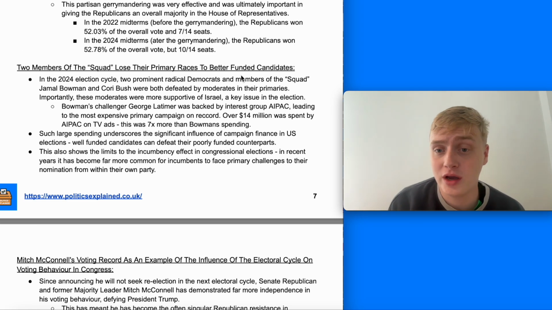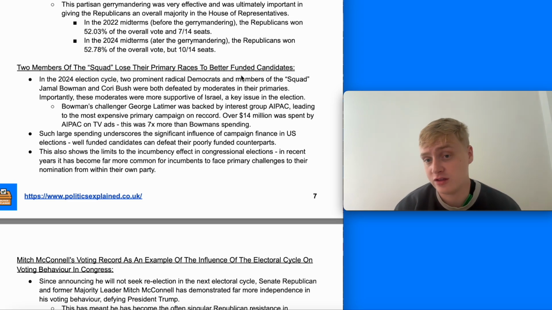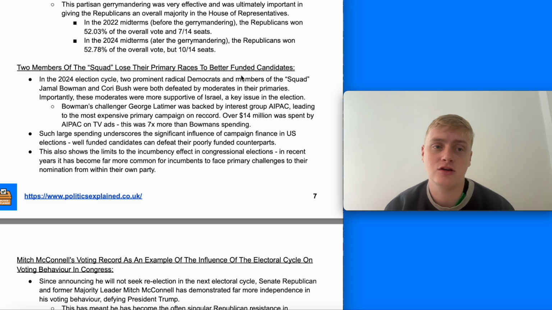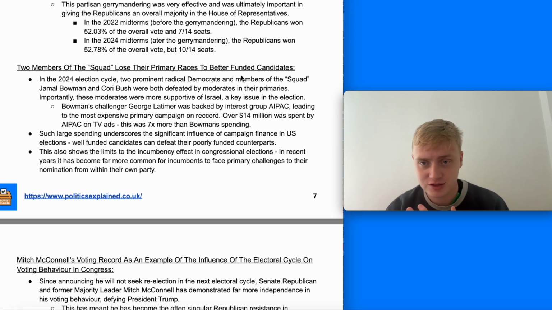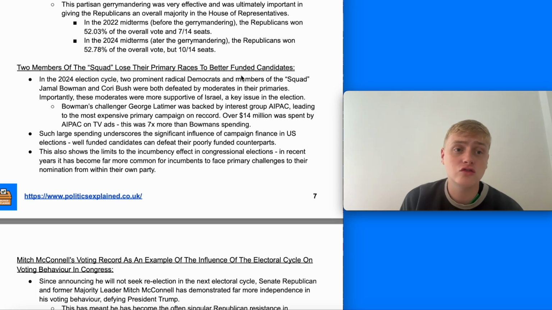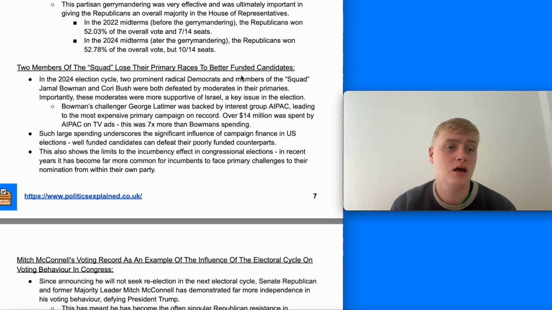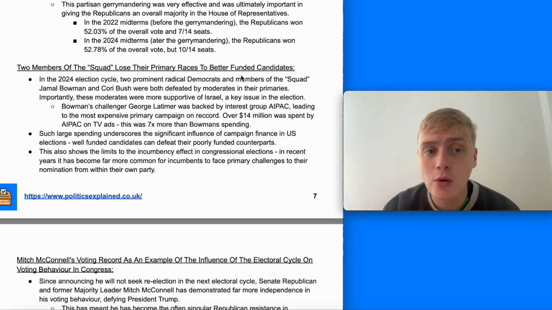The next example we're going to have a look at then is really useful in relation to the importance of incumbency in congressional elections, but also is of course really useful in relation to interest groups and the role of campaign finance generally in the United States. And that's that 2 members of the squad, in particular Jamal Bowman and Cori Bush, both lost their primary races in the 2024 election cycle to better funded candidates.